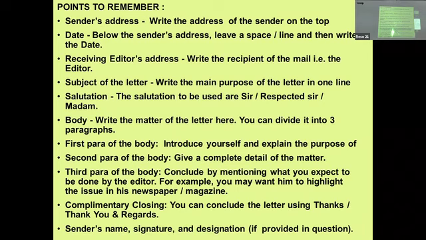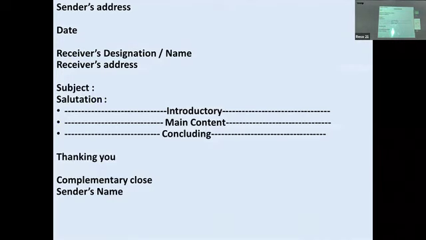I hope that you have understood all these points. You have all done letters before. This is how your letter should look. Sender's address. You can leave a line to make it look attractive. Leaving a line or not leaving a line is no compulsion. Sender's address, date. Leave a line.